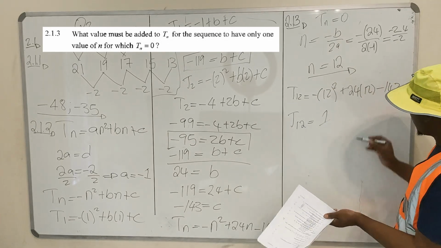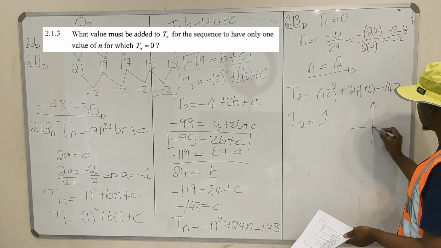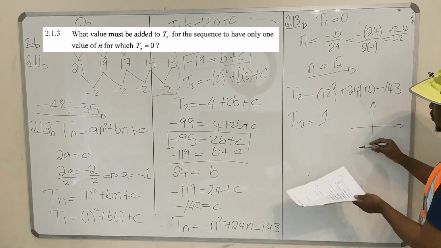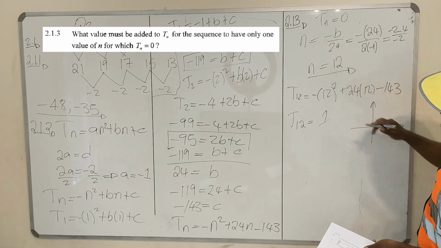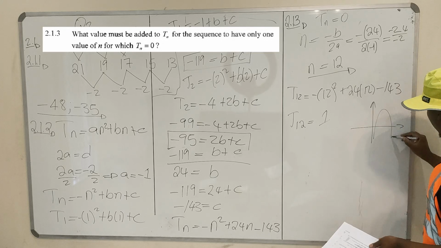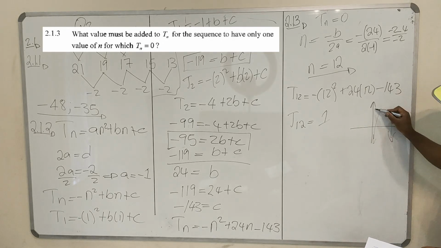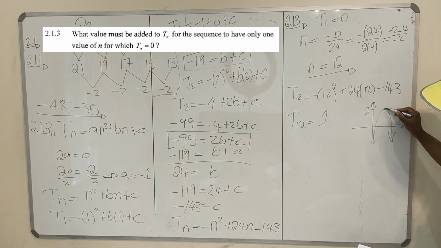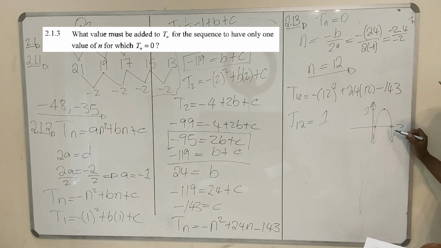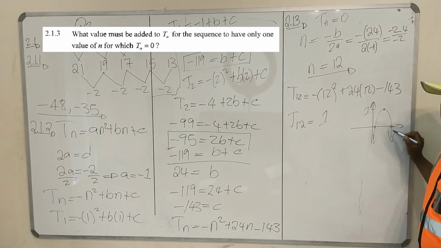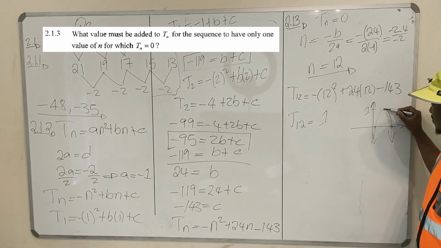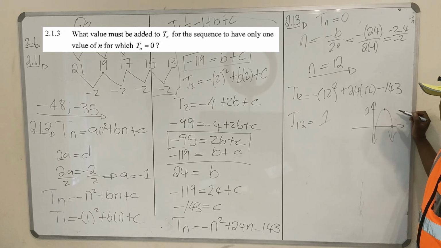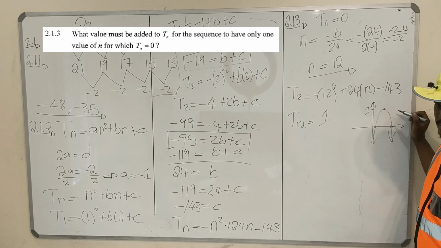Because now, if you're looking at it, it looks something like this. Negative b over 2a, so it turns on this side. If it looks something like this, and you have 1 there, you have two positions where now Tn is equal to 0. Do you understand? But you only want to have 1. What should you do to this function? You want to have 1. Yes, it will be shifted 12 units down.